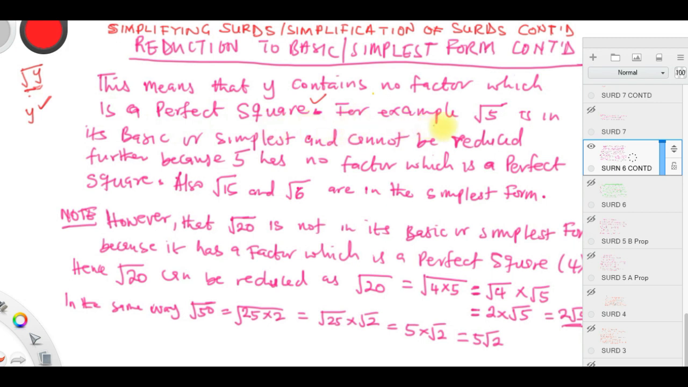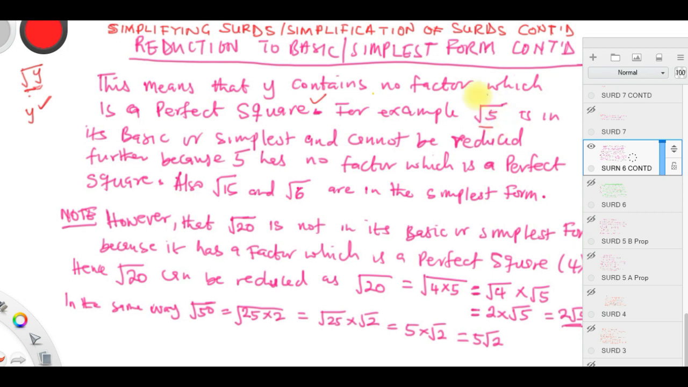So for example, the square root of 5 is in its basic form, or its simplest form. In other words, the square root of 5 is simplified completely. Why? Because 5 does not contain any number which is a perfect square.